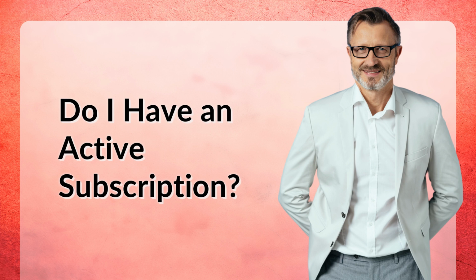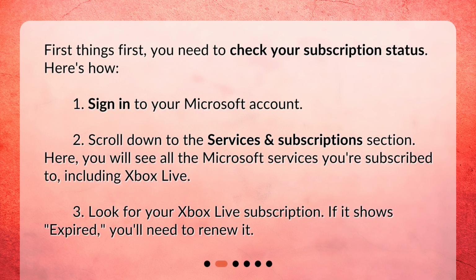Do I have an active subscription? First things first, you need to check your subscription status. Here's how. 1. Sign in to your Microsoft account. 2. Scroll down to the Services and Subscriptions section. Here, you will see all the Microsoft services you're subscribed to, including Xbox Live. 3. Look for your Xbox Live subscription. If it shows expired, you'll need to renew it.